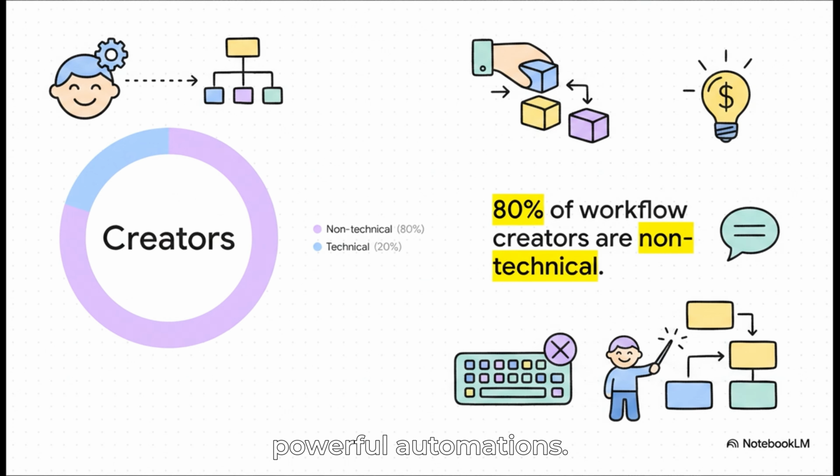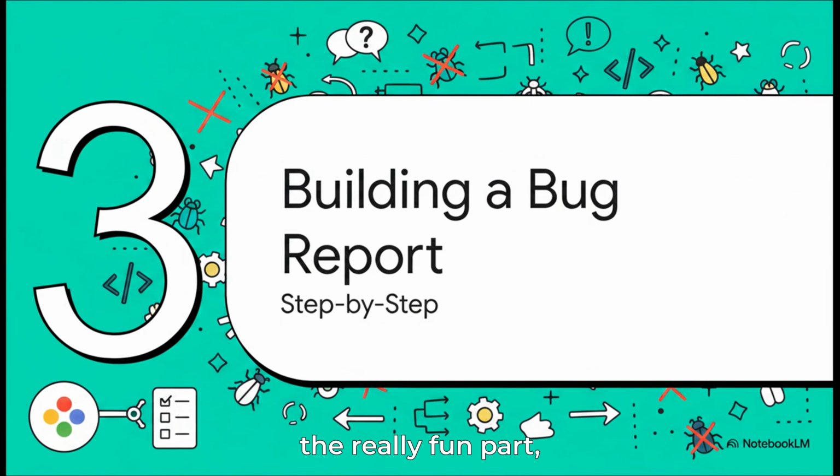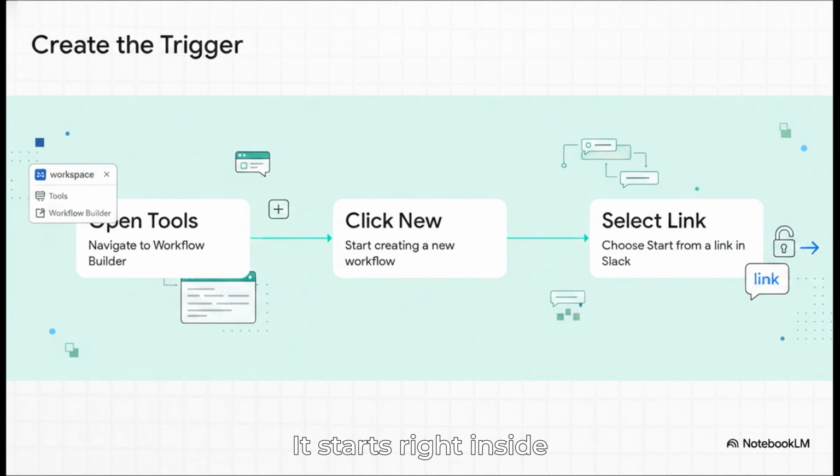Which brings us to the really fun part, section 3, building a bug report. Let's simulate exactly how you'd set up a structured bot to handle those annoying, vague bug pings. It starts right inside your Slack desktop app. And hey, you can follow along with this even if you're on a Slack-free workspace.